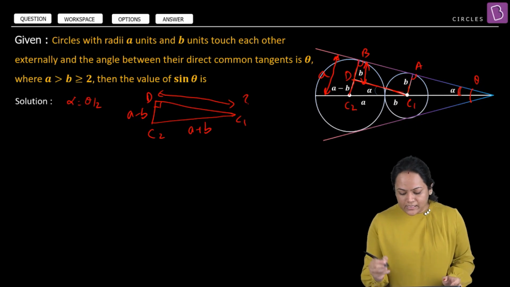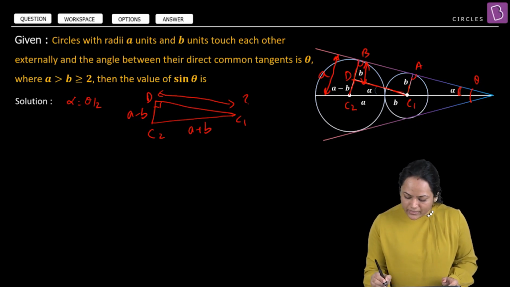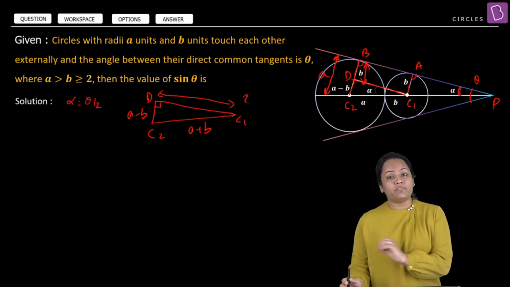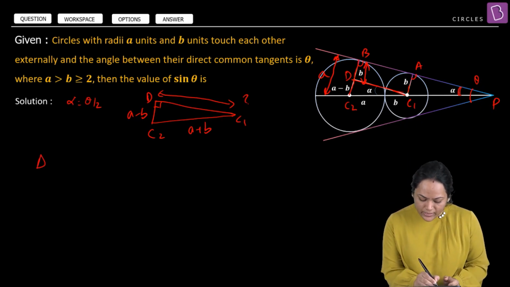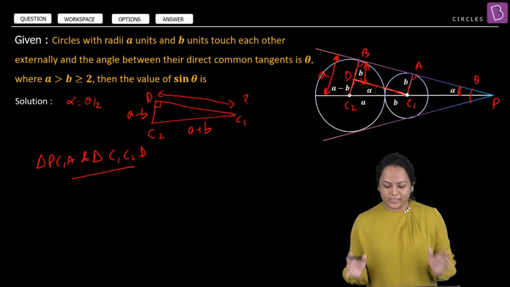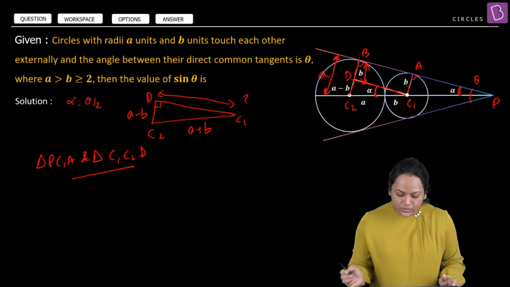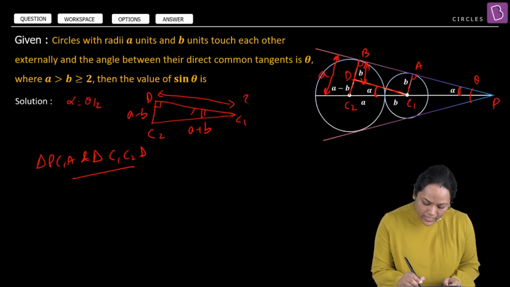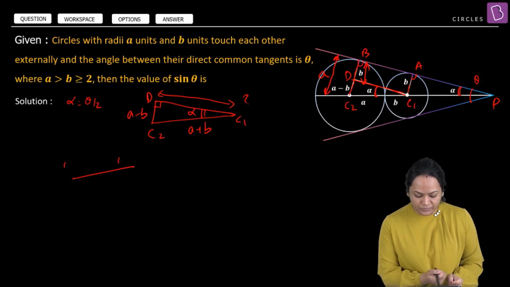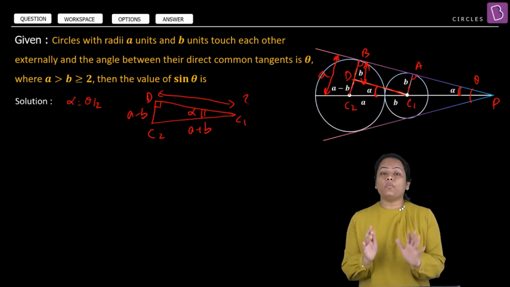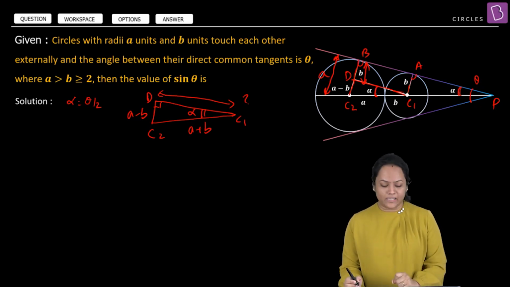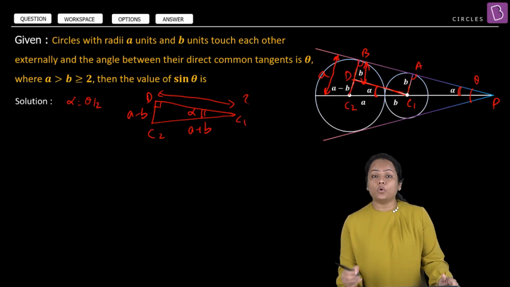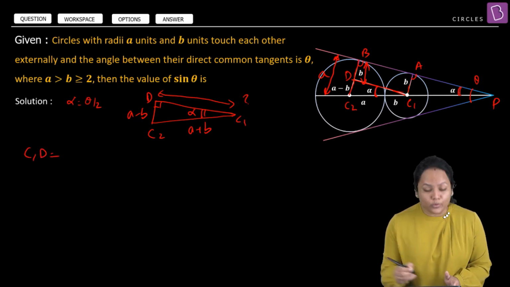And one more thing, let us say P is the point from where I have drawn tangents. So I can say that triangle P C1 A and triangle C1 C2 D will be similar, isn't it? All the angles will be the same, lines are parallel. So this angle C2 C1 D will also be alpha. So in this triangle, I'm taking the angle C2 C1 D as alpha, right? Understood? Very well. So we have this triangle. I have to find first C1D, then only I can find the value of alpha. And how do I get C1D? For that, you have to use Pythagoras theorem.